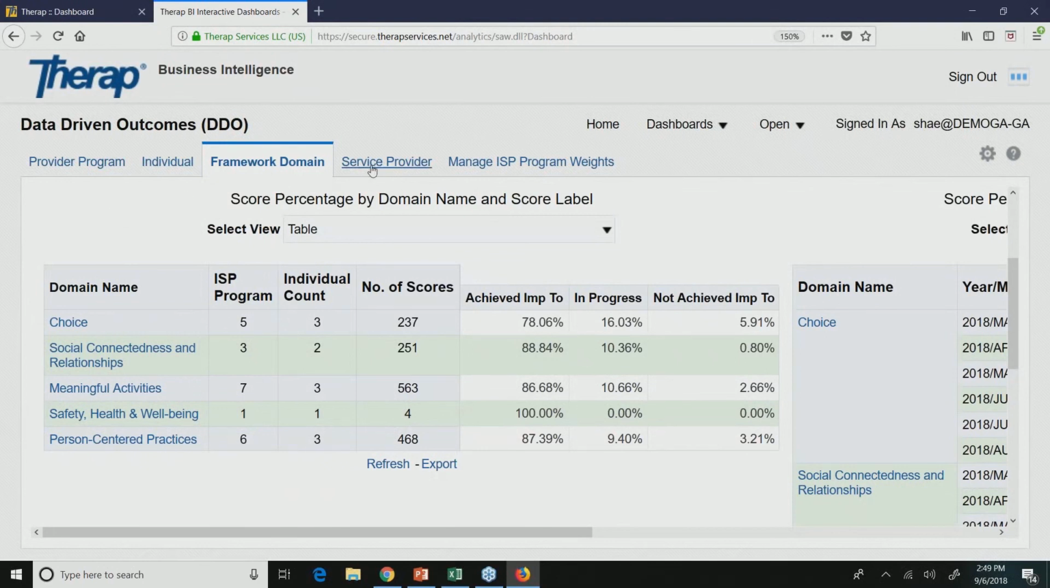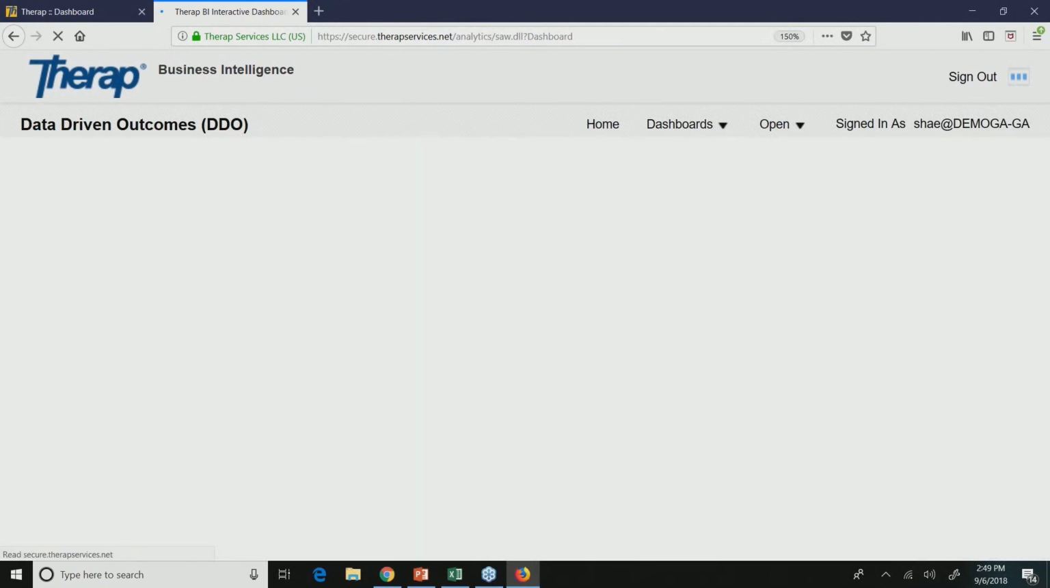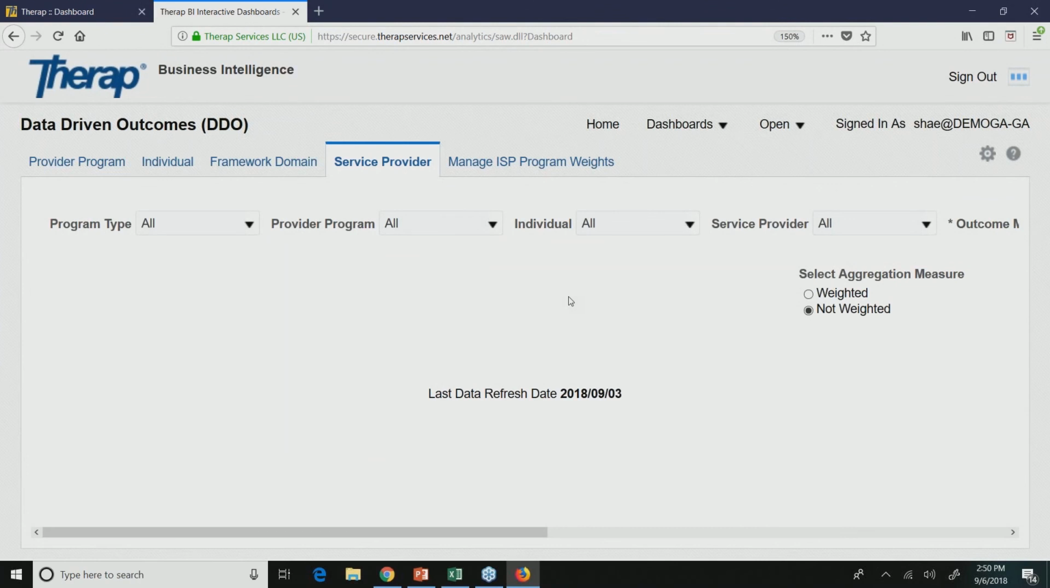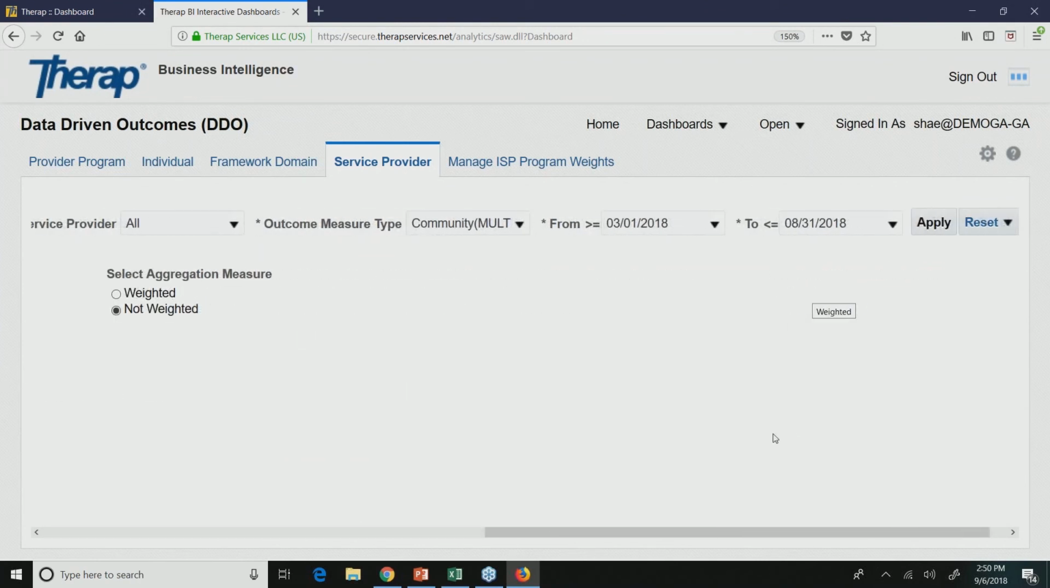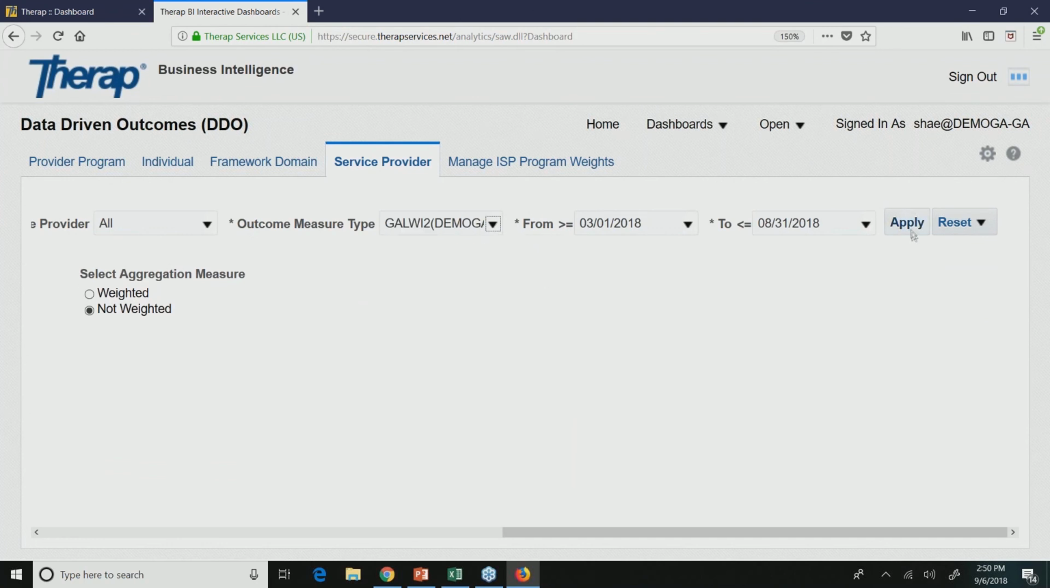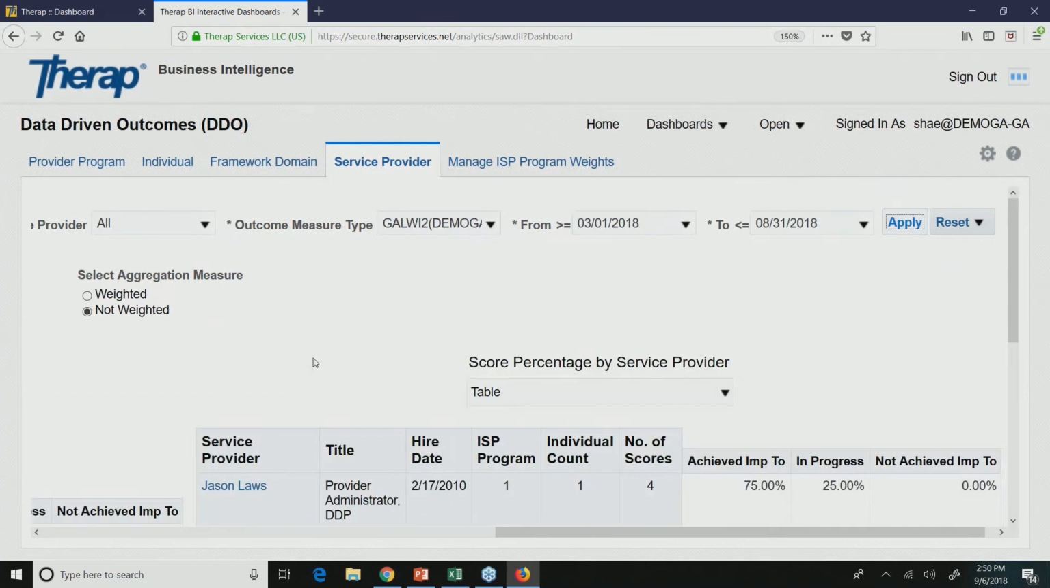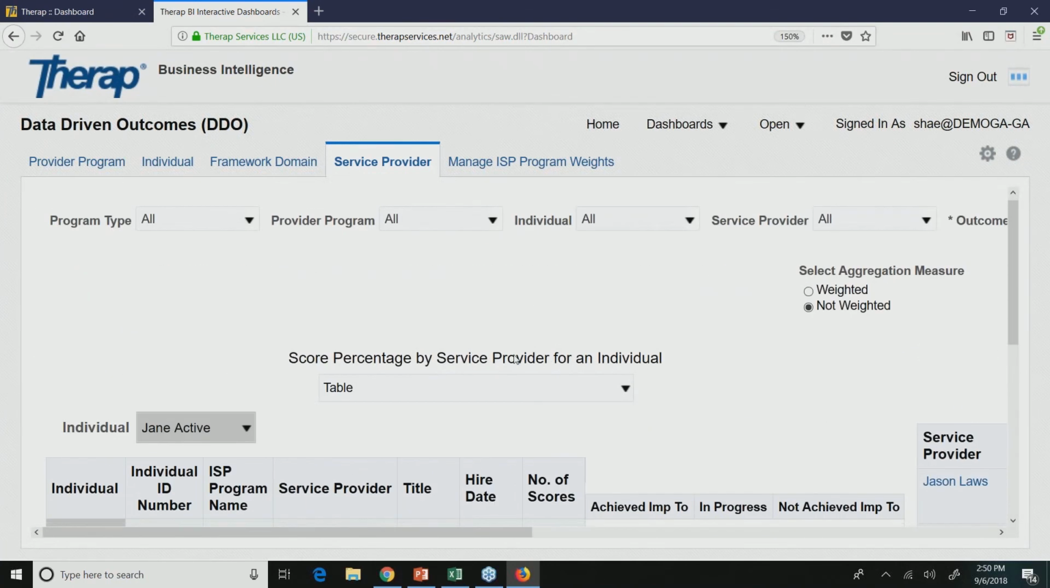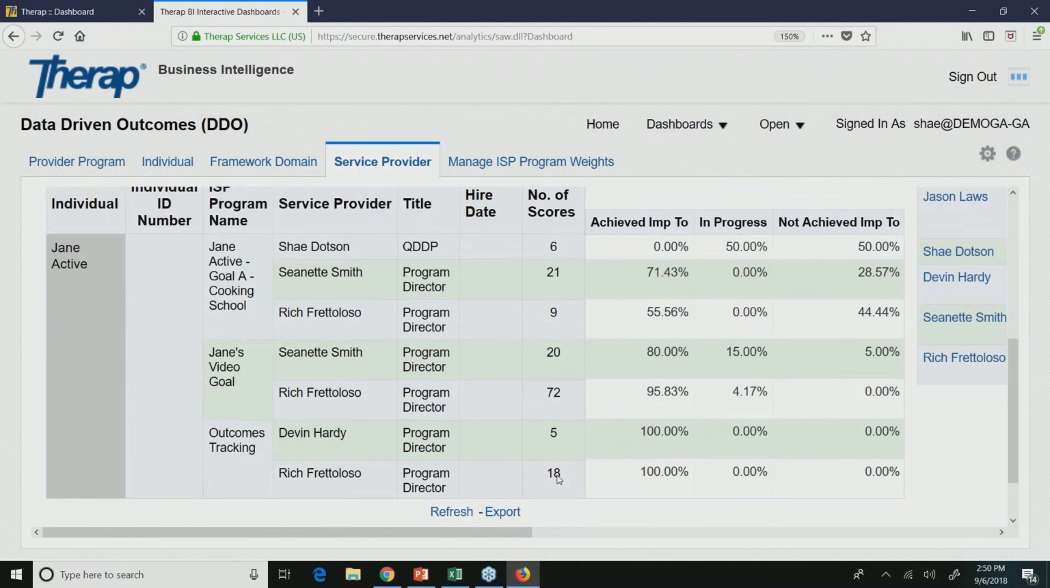One of the things that I think is particularly helpful is to be able to look at your service providers, meaning the staff who are providing those supports, because what that is going to sort of indicate or help you to know is whether or not the training that you're providing to your staff is effective, right? Do they really understand how to support individuals to achieve their goals and to get out of life what they desire?